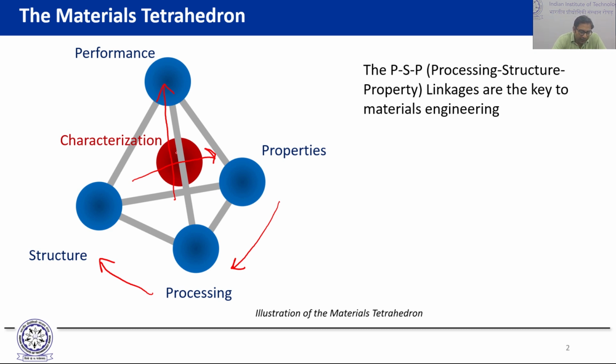Now, one important thing comes at the center of this materials tetrahedron, and this is basically the type of characterization you are doing. The type of characterization you do is going to determine which length scale you are actually looking at, whether you are using something like an optical microscope, an X-ray diffractometer in order to get the crystal structure, or a scanning electron microscope or a transmission electron microscope. That is going to affect the length scale that you are able to visualize, the structural level at which you are going to describe the material.